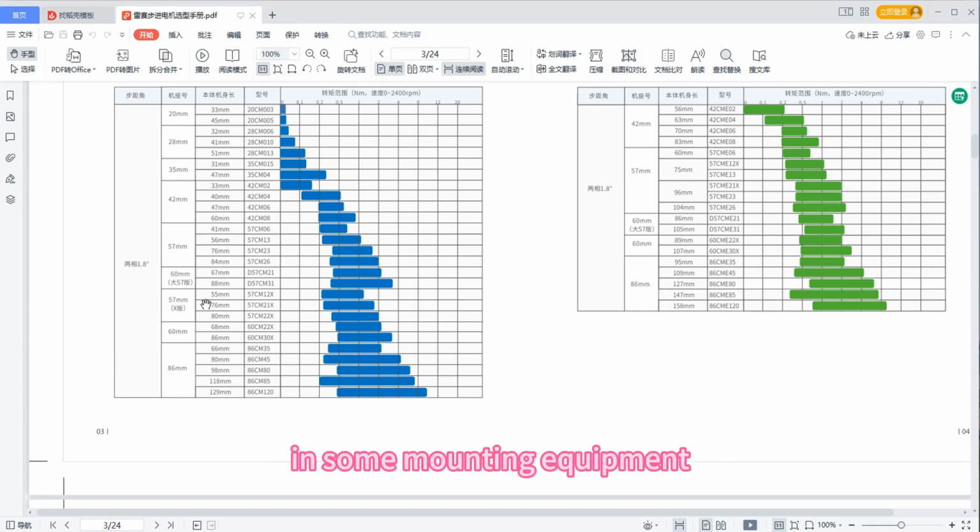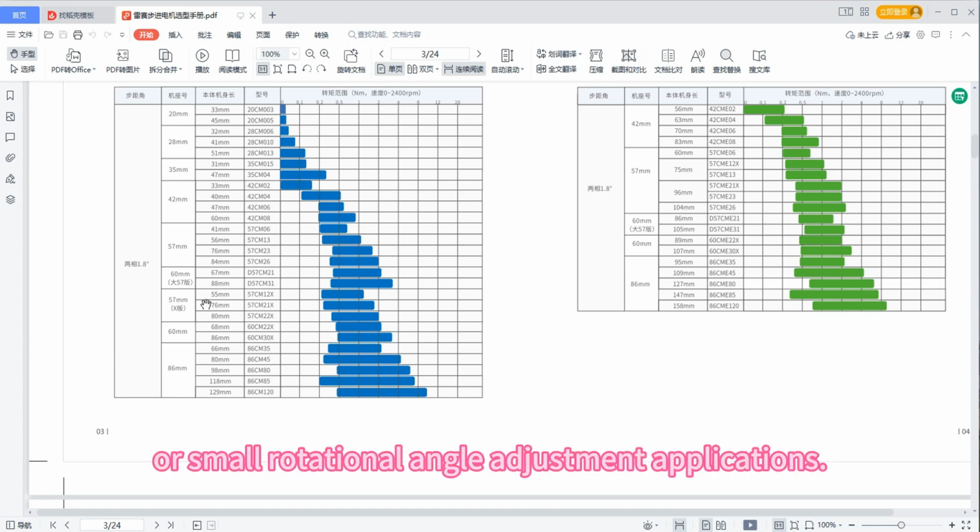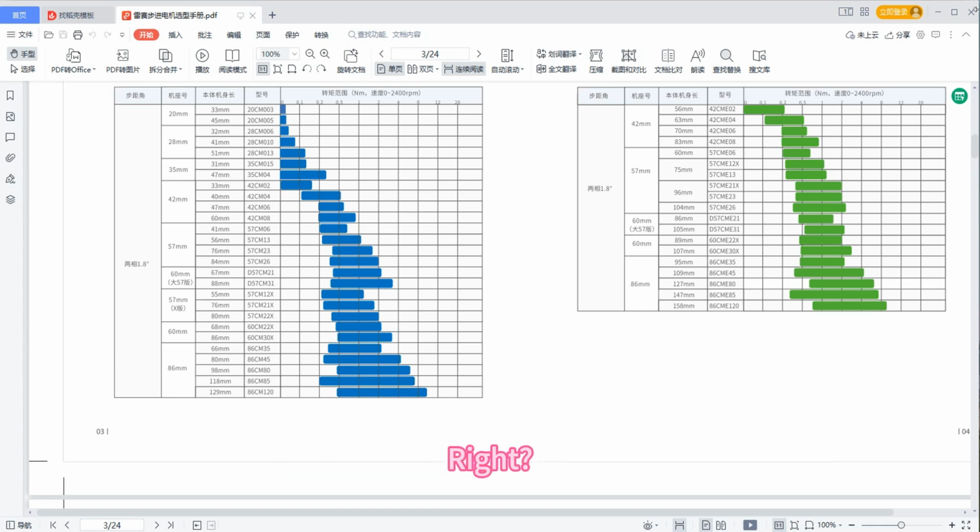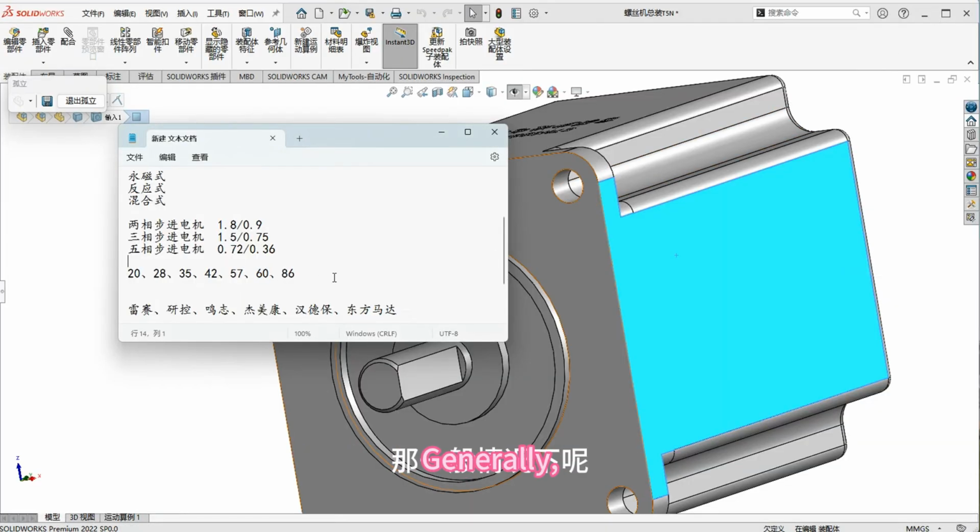These are used in some mounting equipment or small rotational angle adjustment applications. They are used more often there, right? So, this is important to know. Generally, these are the motor sizes and types.